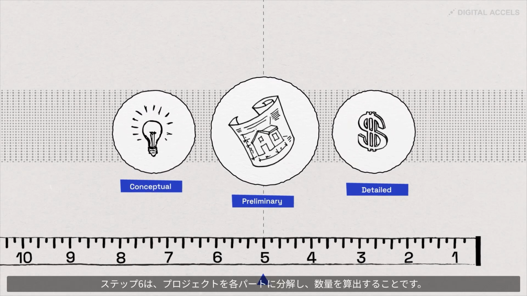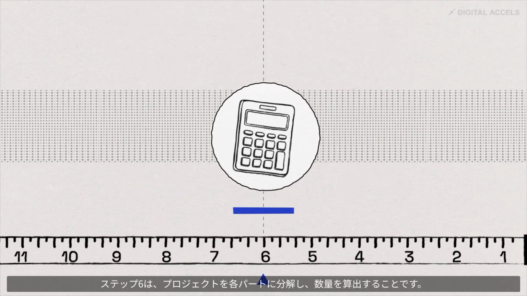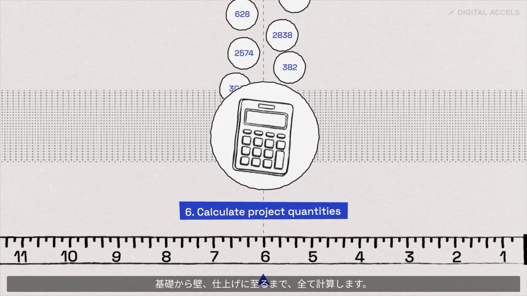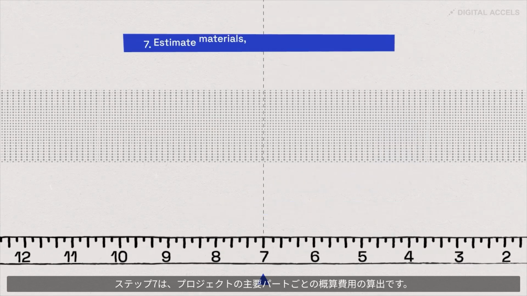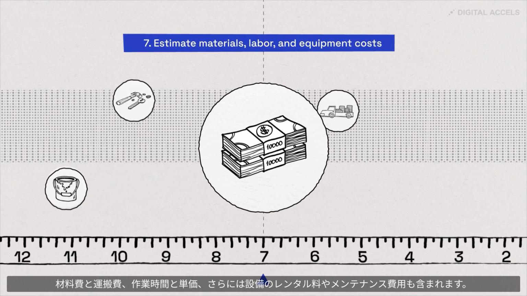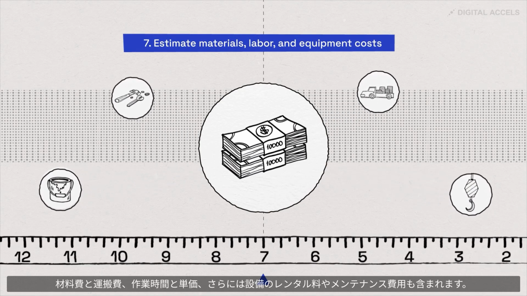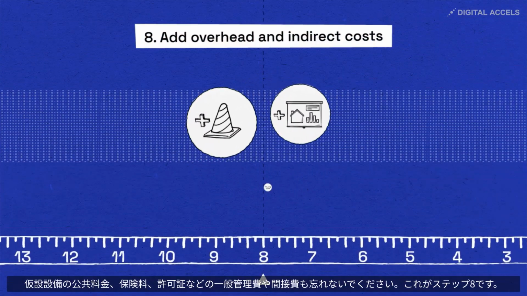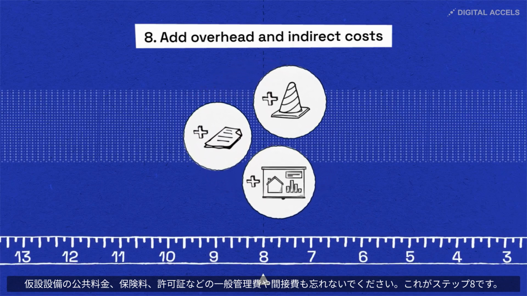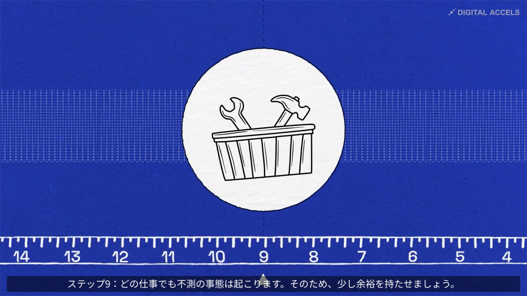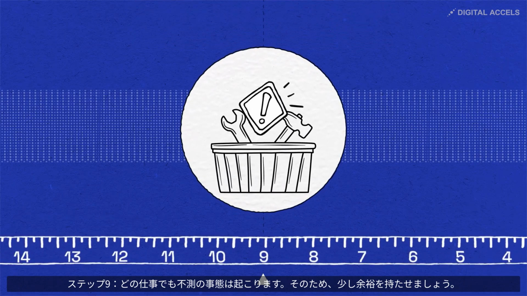The sixth step is to break down the project into parts and calculate quantities, everything from foundations to walls to finishes. Step 7 is to calculate the rough costs for each major part of the project: materials and delivery, labor hours and rates, plus any equipment rentals or maintenance. Don't forget overhead and indirect costs like temporary on-site utilities, insurance, and permits. That's the 8th step. Number 9, things happen on every job, so build in a little buffer.